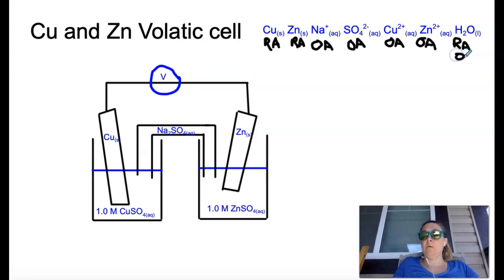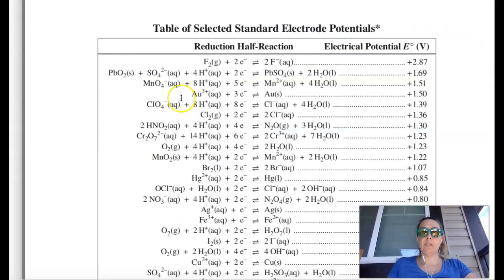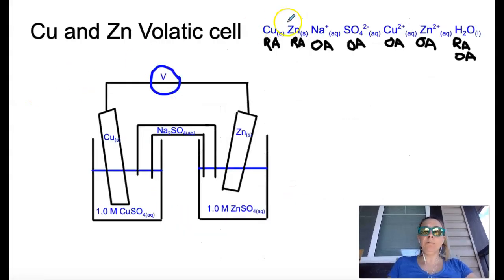So now that we've figured out all our potential OAs and RAs, we're going to go to our data booklet, and we are going to determine what is the strongest OA and what is the strongest RA. For our OAs, we are deciding between a sodium ion, a sulfate ion, a copper-2 ion, a zinc-2 ion, or water. So we go to our data booklet. OAs are on the left-hand side. We're going to start at the top, and we are going to scan our way down until we find one. First one we find is right here. It's the copper. So we know that Cu2+ is going to be our SOA.